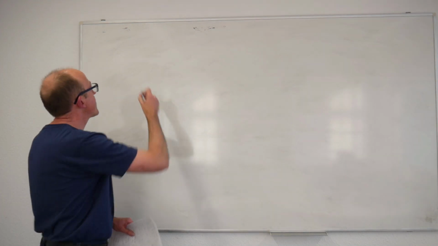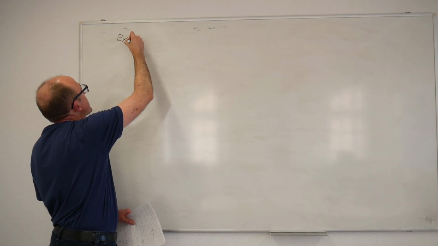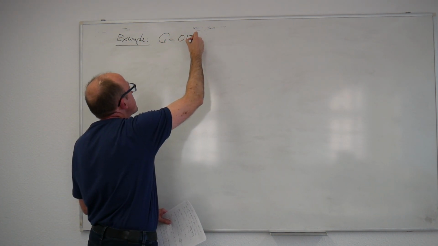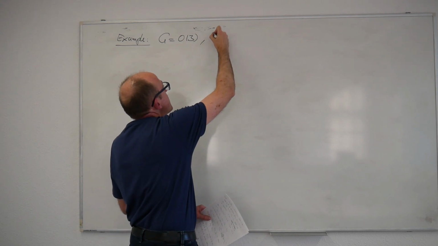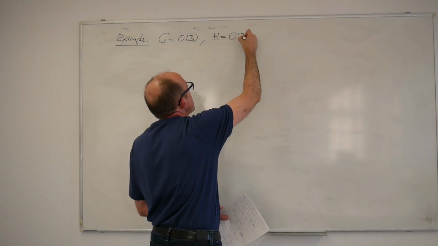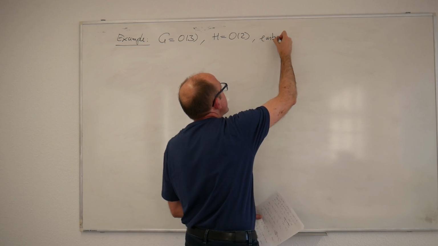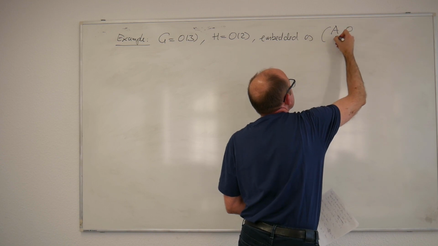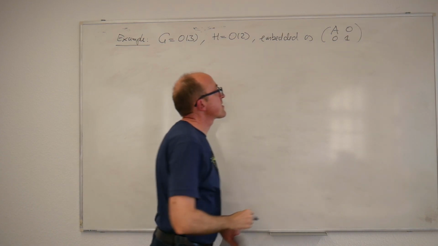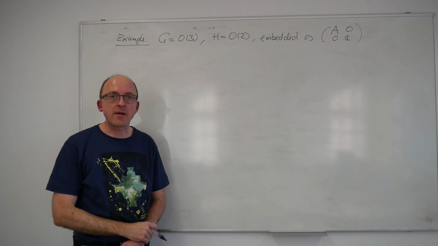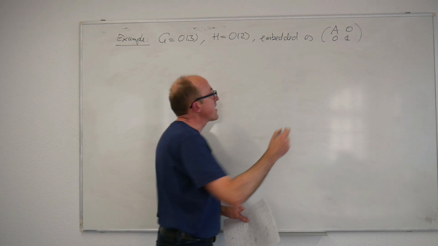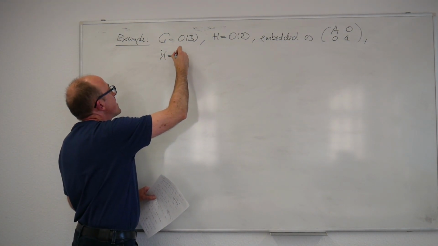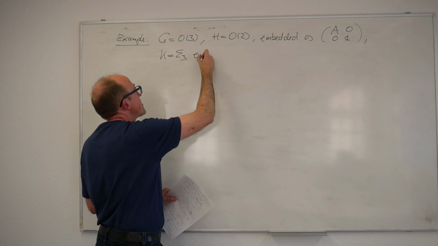In the next example, I take the ambient group to be an orthogonal group. So G will be the third orthogonal group. As the subgroup H, I take the second orthogonal group, and I think of this embedded as the matrices of this form A 0, 0, 1 here. So this is how I could consider the second orthogonal group as a subgroup of the third orthogonal group. And as my K, I take the permutation subgroup, K sigma 3, embedded as permutation matrices.